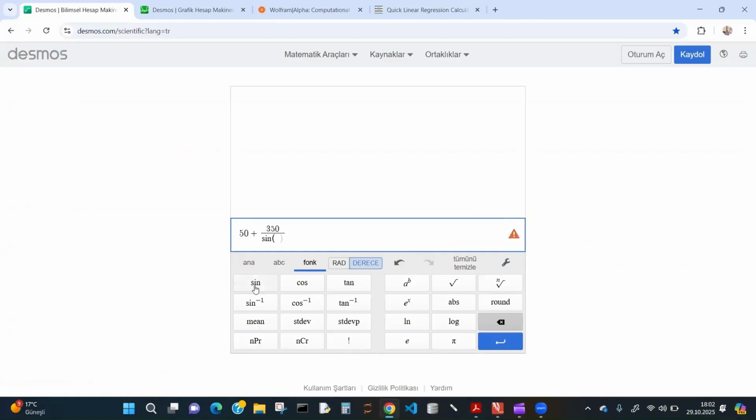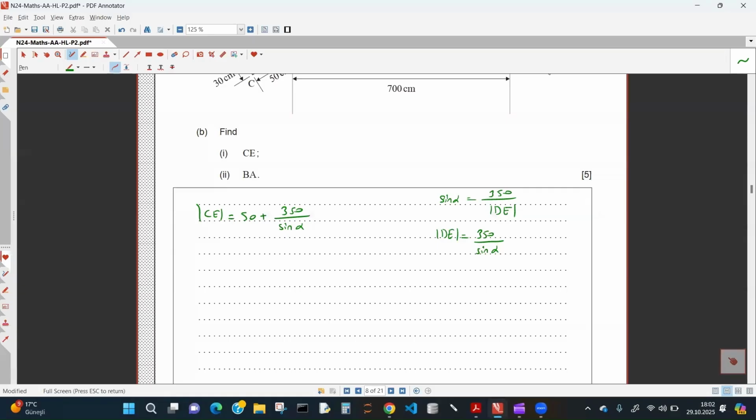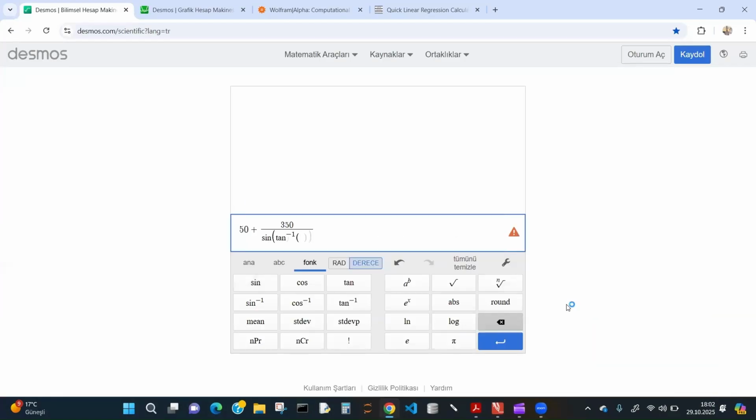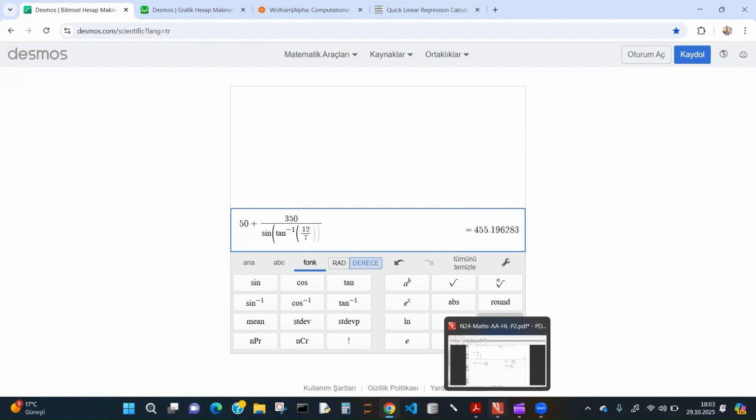I'm going to write the exact value of alpha. Do not make a mistake. It was 12 over 7. So it is 455.20.